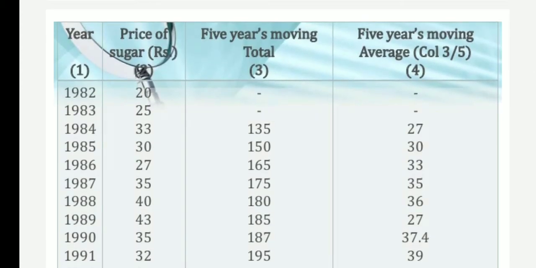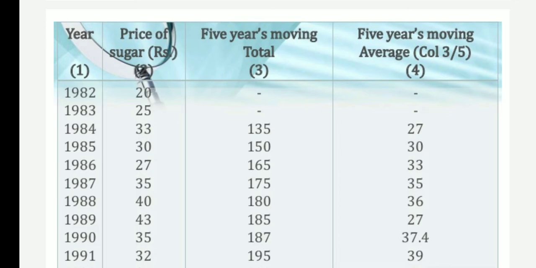Now take the total, this is the 5 years moving total. Next, in the fifth column you have to take the moving average. How to take the average? Now 135 divided by 5 gives you 27. 150 divided by 5 gives you 30. 165 divided by 5 is equal to 33.